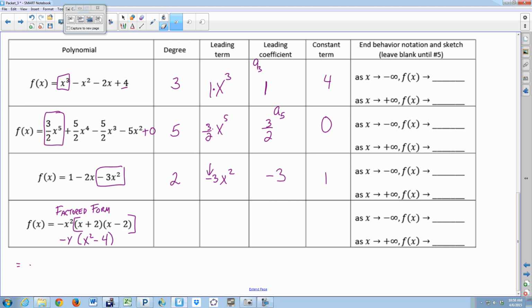So now you can just use your distributive property and you get the opposite of x to the 4th plus 4x squared. So now you can look at that and you can say, oh, now that it's in polynomial form, I look for my highest power. Okay? So what's the degree here, Amber? And what's the leading term?